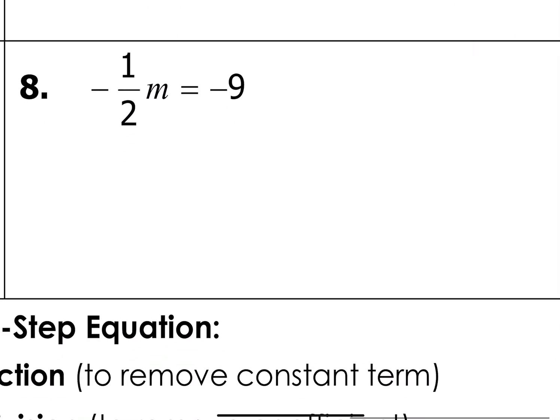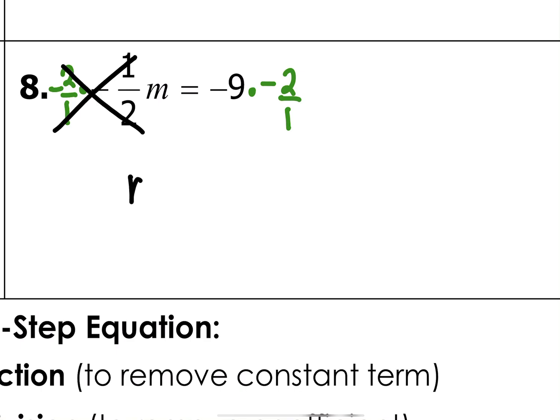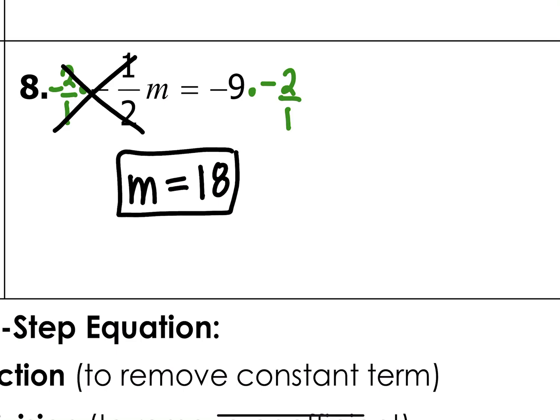Number 8, again, we're going to multiply by the reciprocal. My fractions should cancel, and we're going to get m equals positive 18. That would be 18 over 1, which we just write as 18.